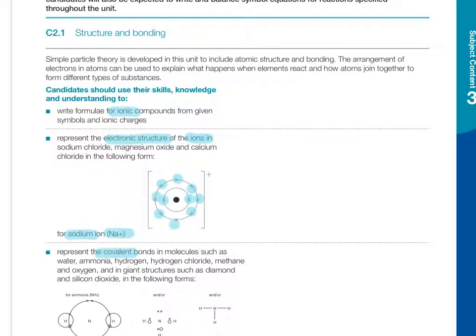Don't forget to put these brackets around it as well, and don't forget to show the charge. It's really important to show the charge on your ion. If it's lost an electron, it'll become positive. If it's gained a negative electron though, it'll actually become more negative because the electron is negative and that's being added to the ion.